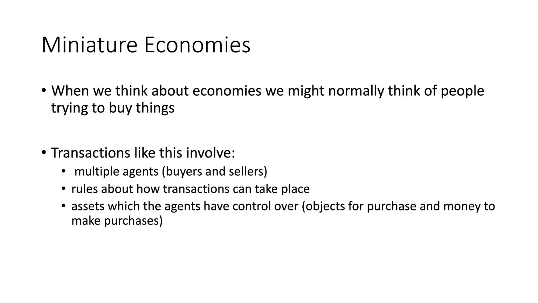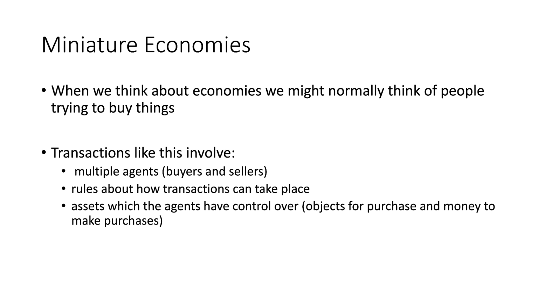Okay, so in order to set this up, we first want to talk about economies. So in this instance, we're suggesting perhaps you can consider a miniature economy. And so normally you might think of people buying things or trying to buy things in a small economy. And so one of the things you can consider is that these types of transactions will typically involve multiple agents or persons, and they'll be normally divided in their roles. So you'll have some buyers and some sellers.